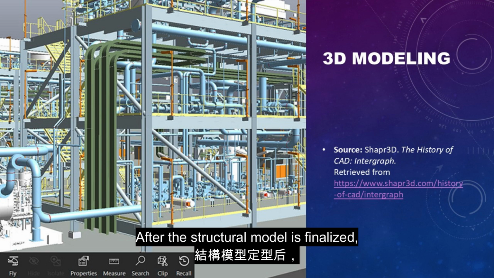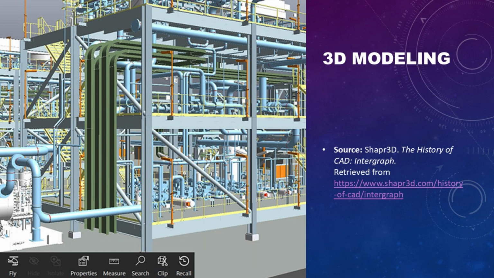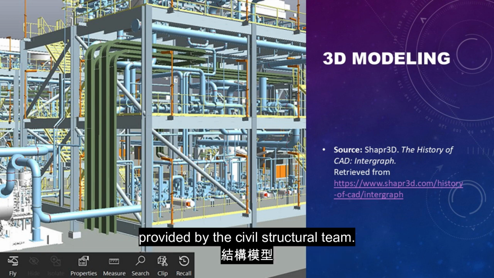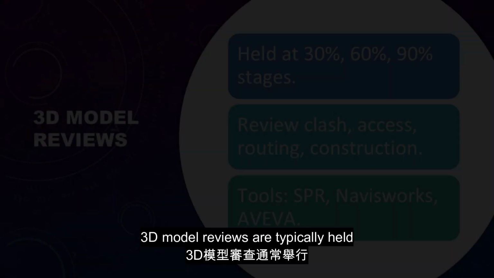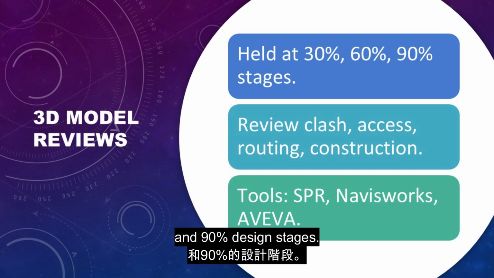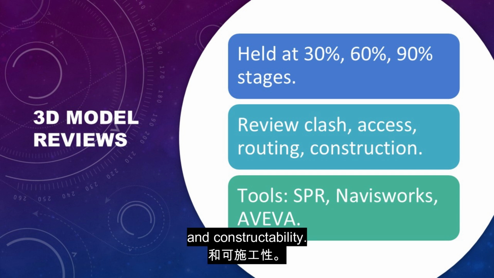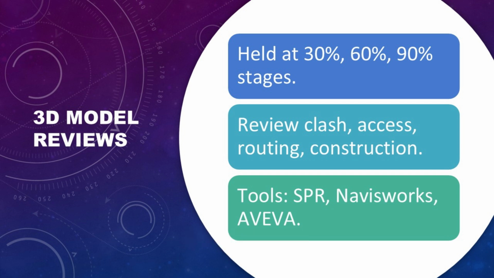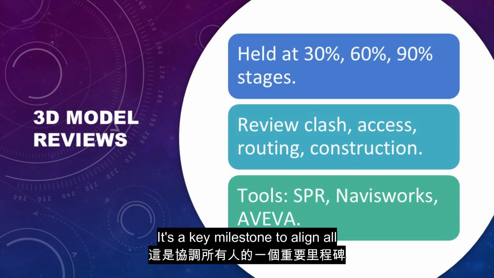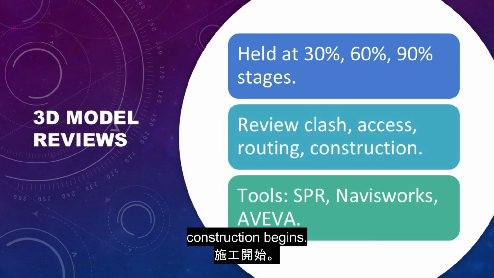After the structural model is finalized, the piping team will either update the 3D model accordingly or directly import the structural model provided by the civil structural team. 3D model reviews are typically held at 30%, 60%, and 90% design stages. The focus is on checking clashes, accessibility, routing, and constructability. Common tools used include SPR, Navisworks, and Aveva E3D. It's a key milestone to align all disciplines and catch issues early before construction begins.